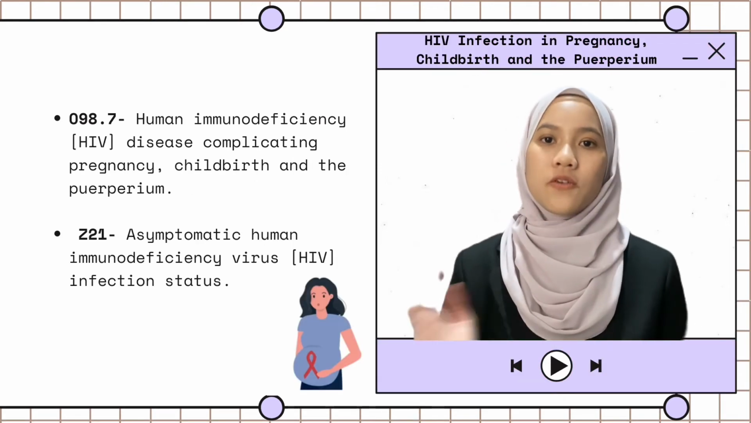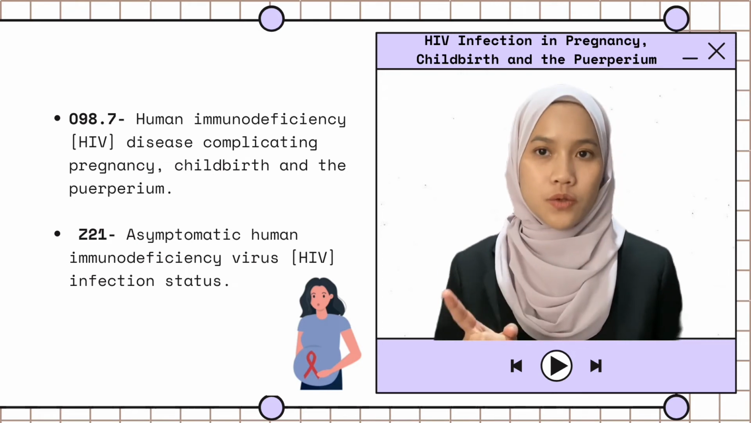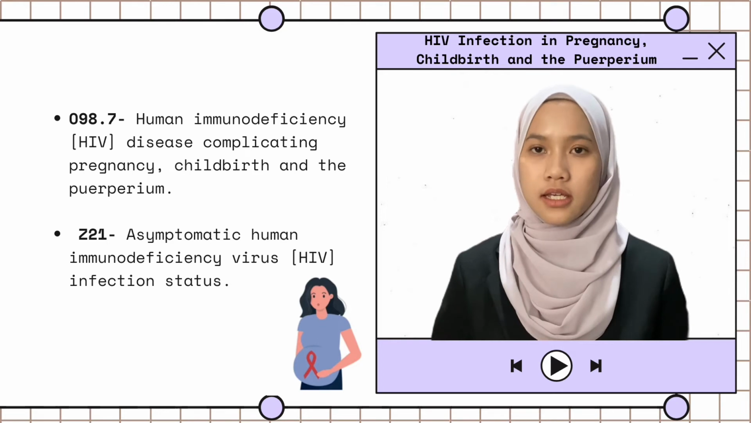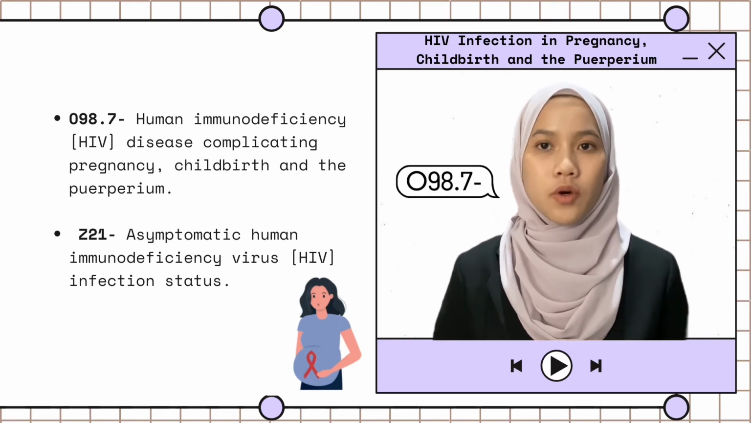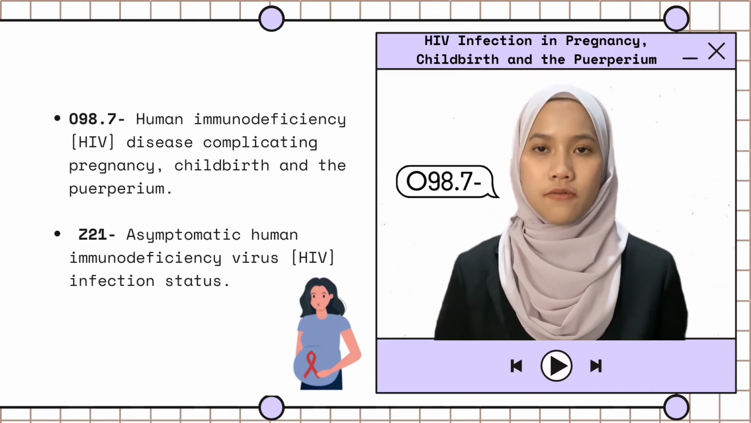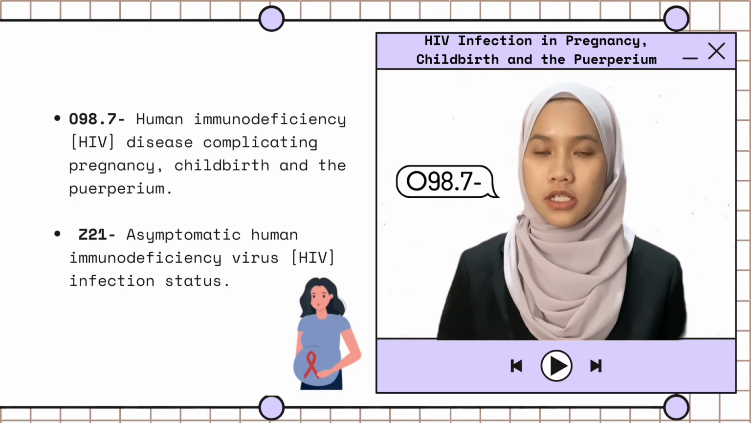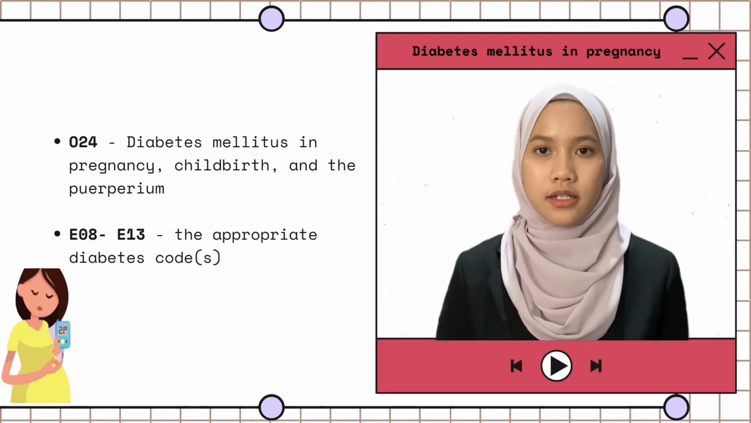Okay, next we move to HIV infection in pregnancy, childbirth, and the puerperium. Did you know that a patient in this condition admitted because of an HIV-related illness should receive a principal diagnosis from subcategory O98.7, followed by other codes for the HIV-related illness? And a patient with asymptomatic HIV infection status should be assigned O98.7 followed by Z21.